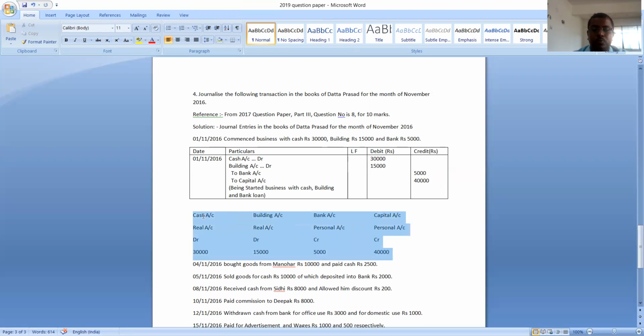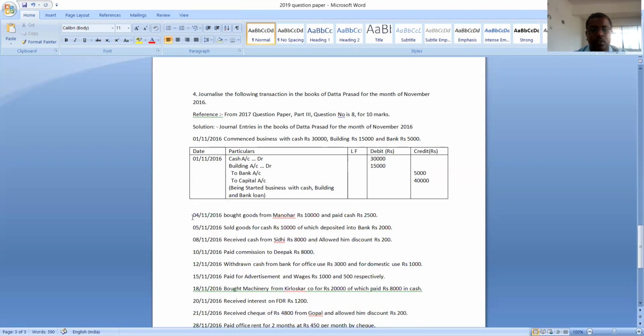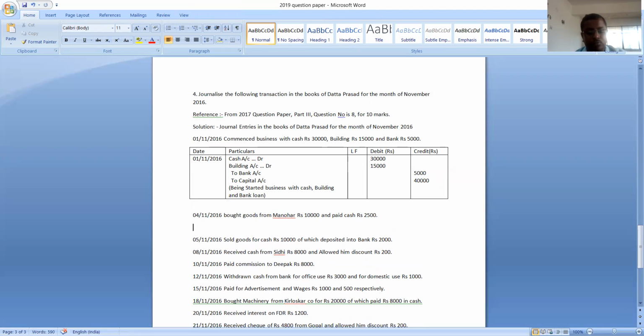Yes. Okay. Let us proceed further. Let us move to the next transaction. Actually, the next transaction is dated on 4th November 2011. Just a minute. I will copy this format.